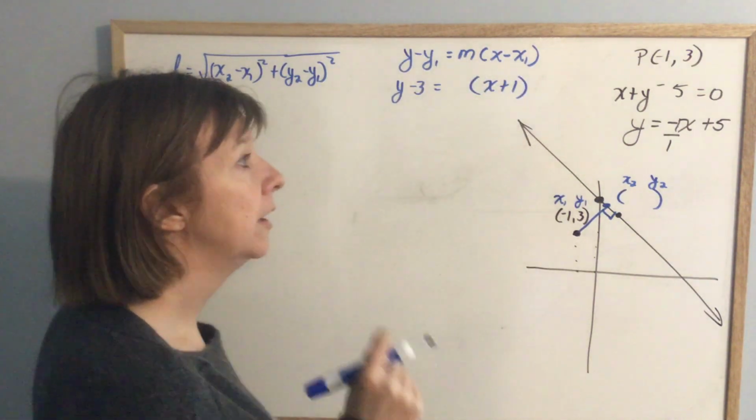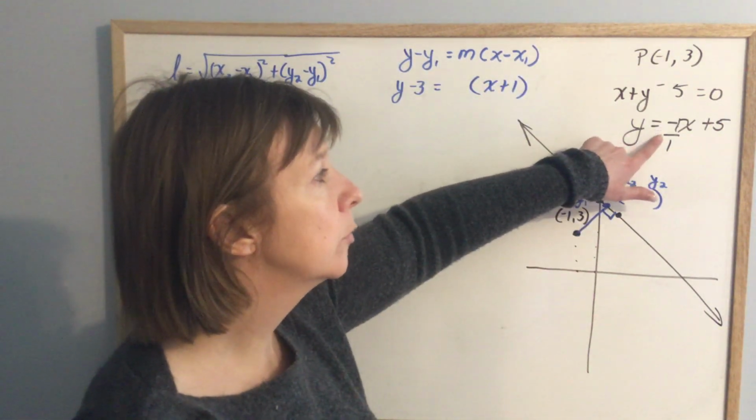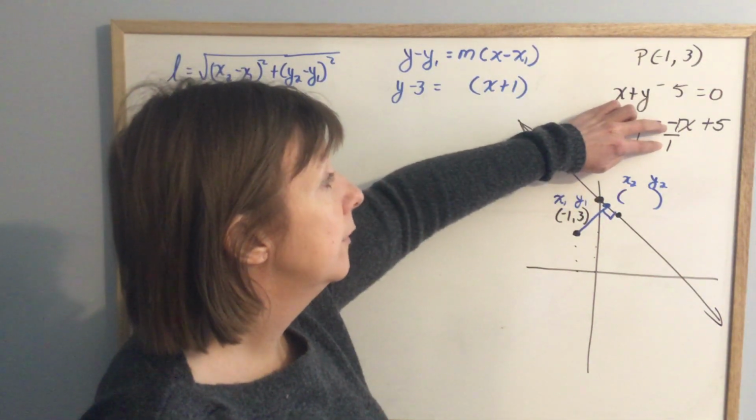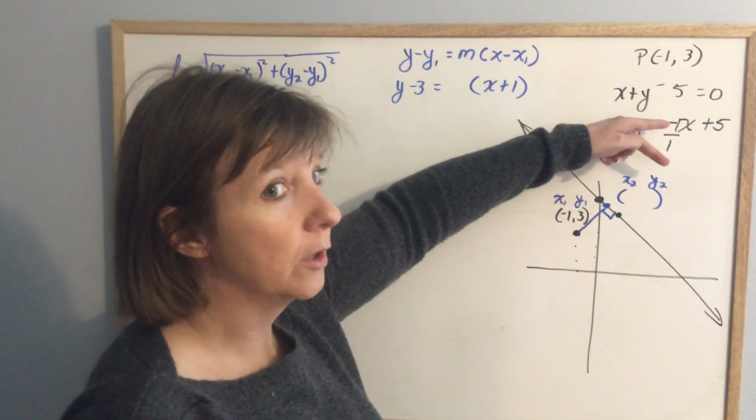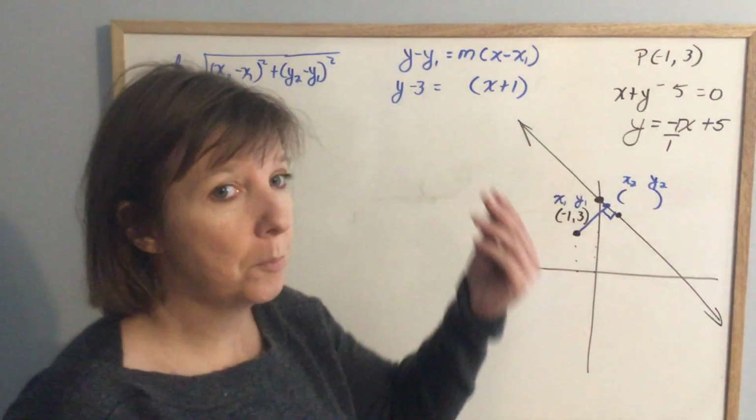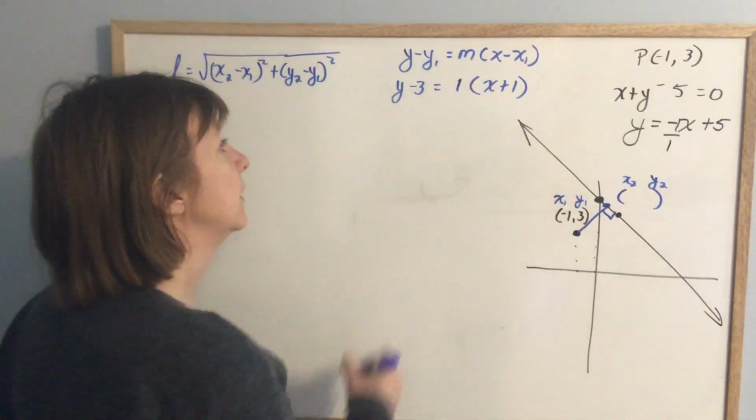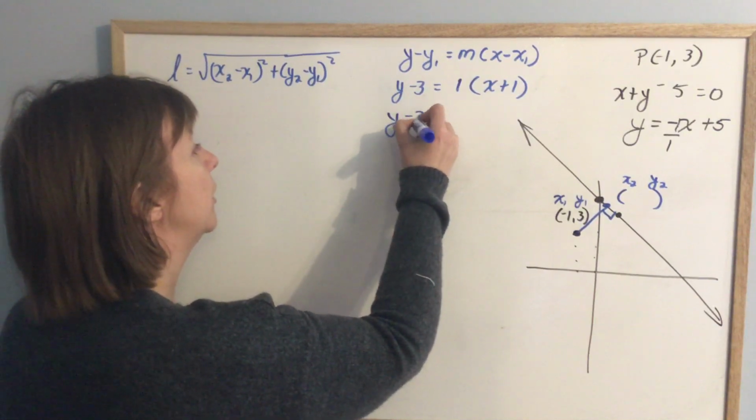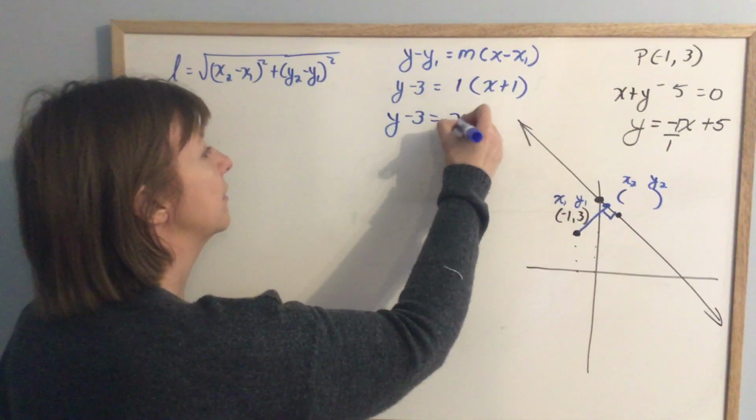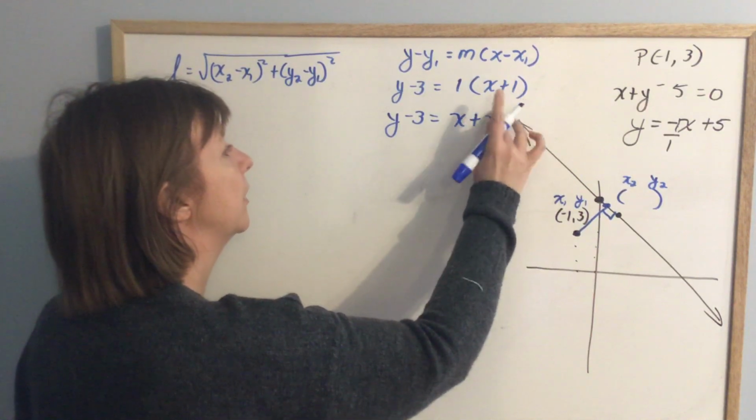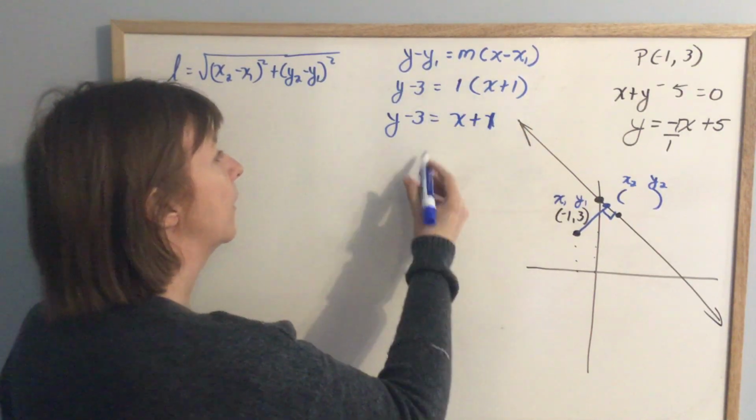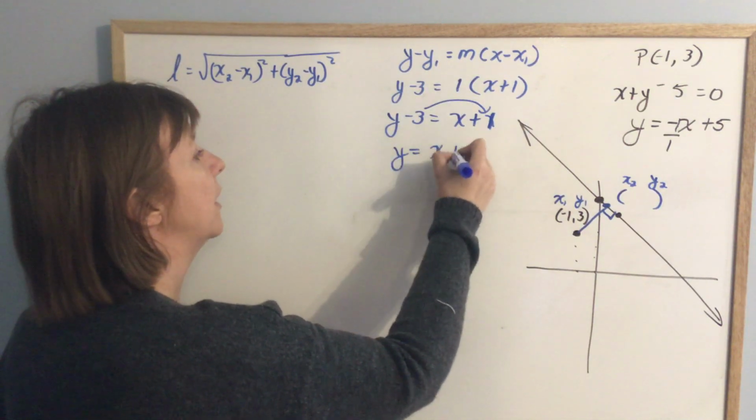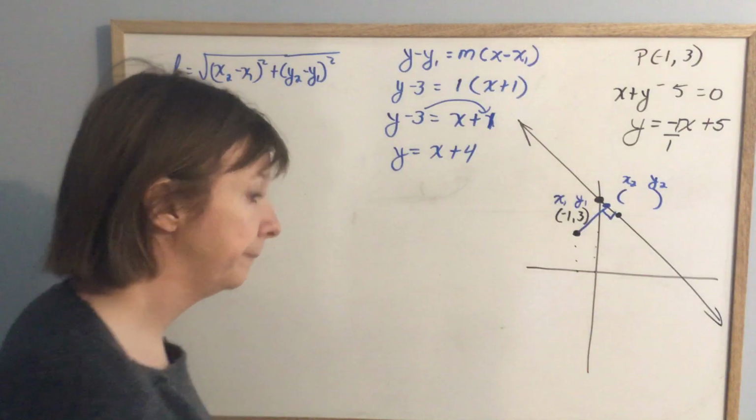My slope is the negative reciprocal of the slope of your black line. So if I flip this over, it's still 1 over 1, and if I change the sign, it's positive. So my slope is actually +1. So I would have y minus 3 is equal to 1 times x is x, and 1 times 1 is +1. Sorry about that. So I'm going to move the 3 over here, and I'm going to have y is equal to x plus 4.